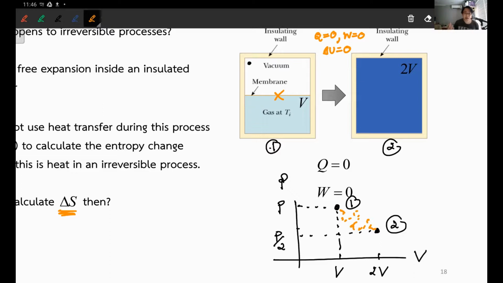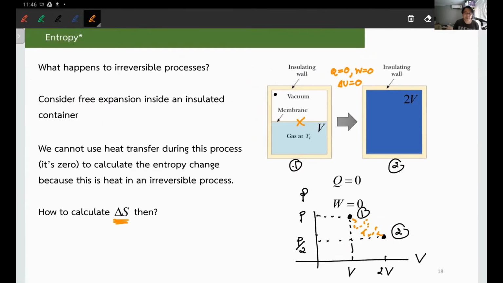So that's why I sort of take the PV diagram curves to represent a reversible process, because this one is an irreversible process. So that's why I say I cannot draw any curve to represent a free expansion process. You guys with me? Okay. So that's why I cannot draw a specific line in the PV diagram.